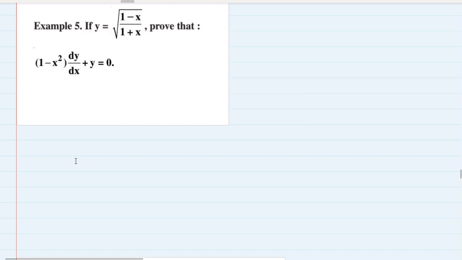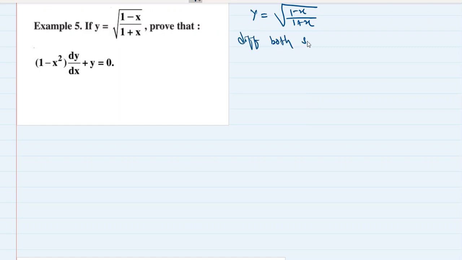If y is equal to under root of 1 minus x upon 1 plus x, prove that 1 minus x square into dy by dx plus y is equal to 0. Okay, we can prove that, but first we need to find the value of dy by dx. So we'll start from there. y is equal to under root of 1 minus x upon 1 plus x. Okay, so differentiating both sides with respect to x.